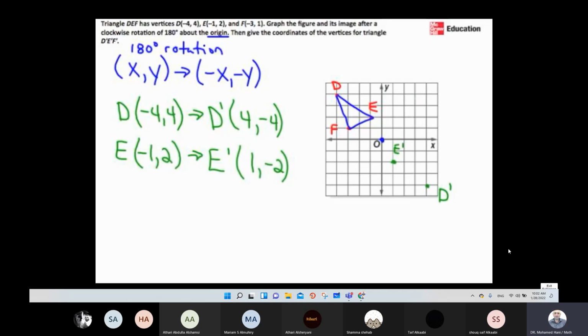And our last point, F, which in the preimage is (-3, 1), is going to map to F prime, and that's going to be (3, -1). So to the right 3, down 1. Now we'll go ahead and connect those. And so there is our rotation of 180 degrees about the origin for triangle DEF.